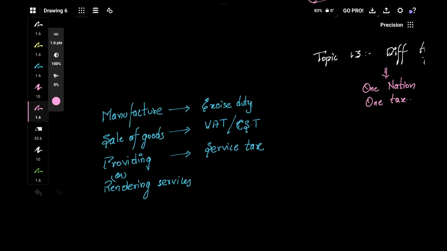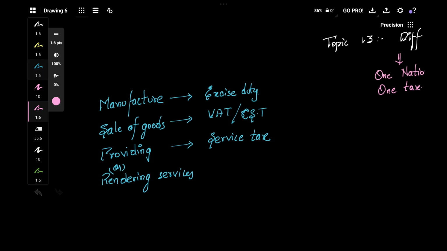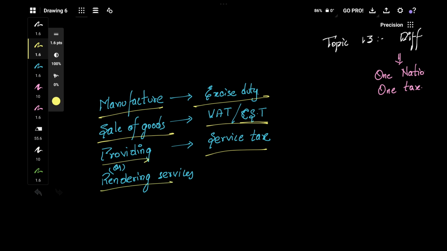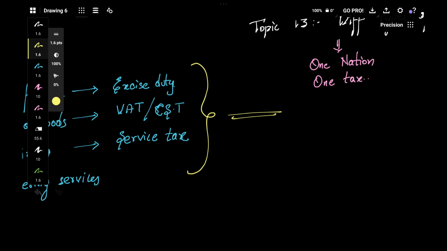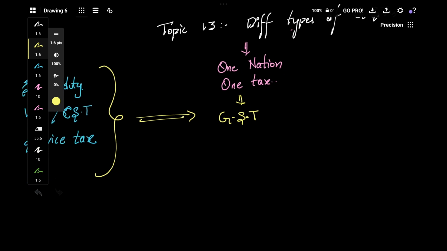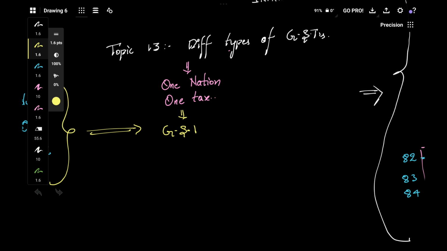So what are the taxes that are subsumed into GST majorly? Excise duty, that is a tax on manufacturers. VAT and CST: VAT is value added tax, within a state, and CST is central sales tax, between different states. These taxes are levied on sale of goods. And there is a major tax known as service tax, levied on providing or rendering of services. These taxes existed earlier to GST, and all have been subsumed into GST now. They said that GST is one nation, one tax.